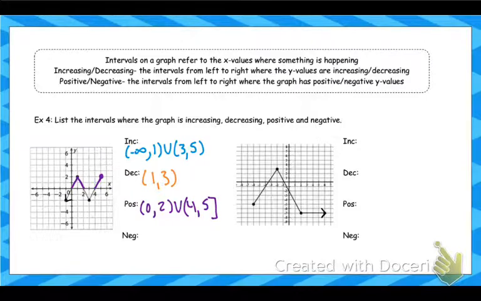All right, then let's talk negative. Negative is the stuff that's below. Again, we're listing x values. So negative infinity to 0 with a parenthesis, and 2 to 4.